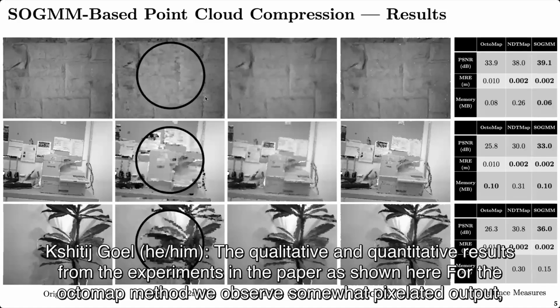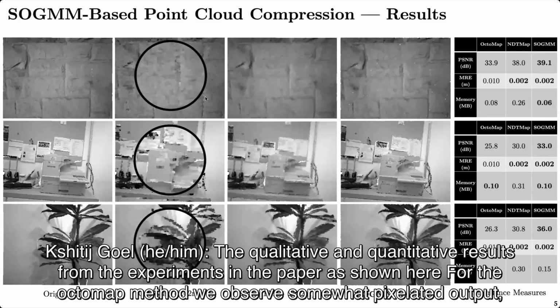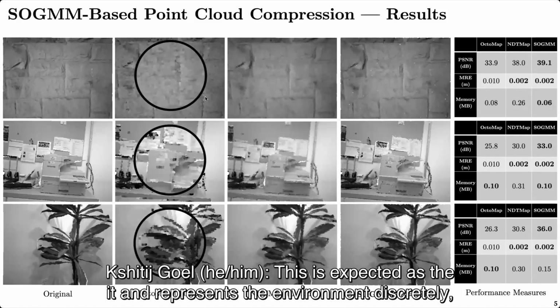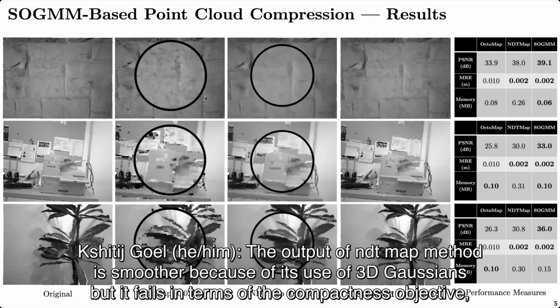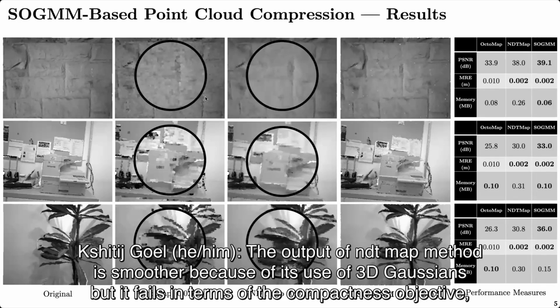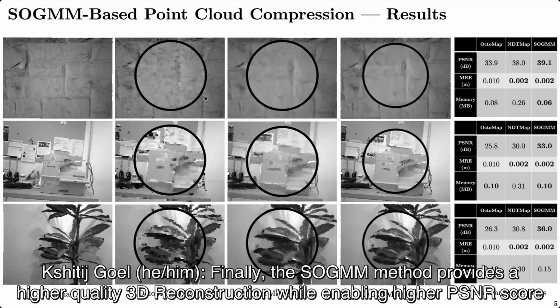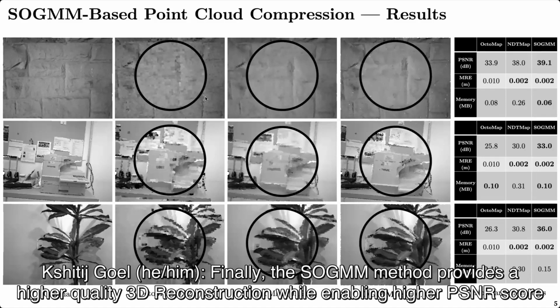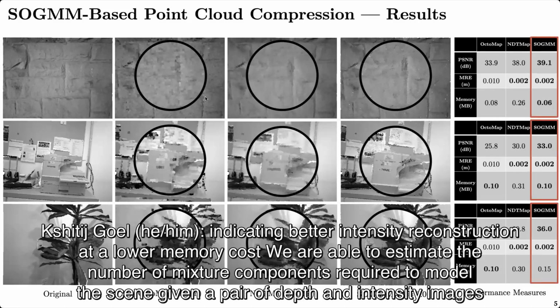For the Octomap method, we observe somewhat pixelated output. This is expected as it represents the environment discretely. The output of the Entity Map method is smoother because of its use of 3D Gaussians, but it fails in terms of the compactness objective. Finally, the SOGMM method provides a higher quality 3D reconstruction while enabling higher PSNR score, indicating better intensity reconstruction at a lower memory cost.